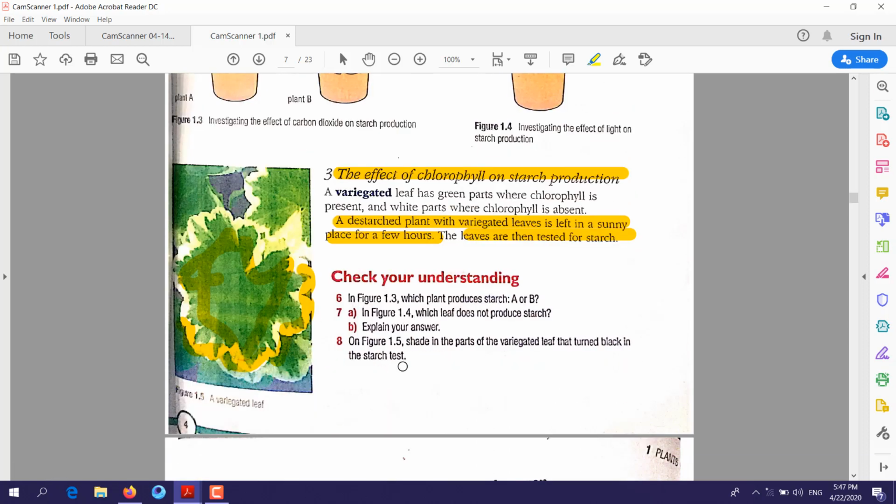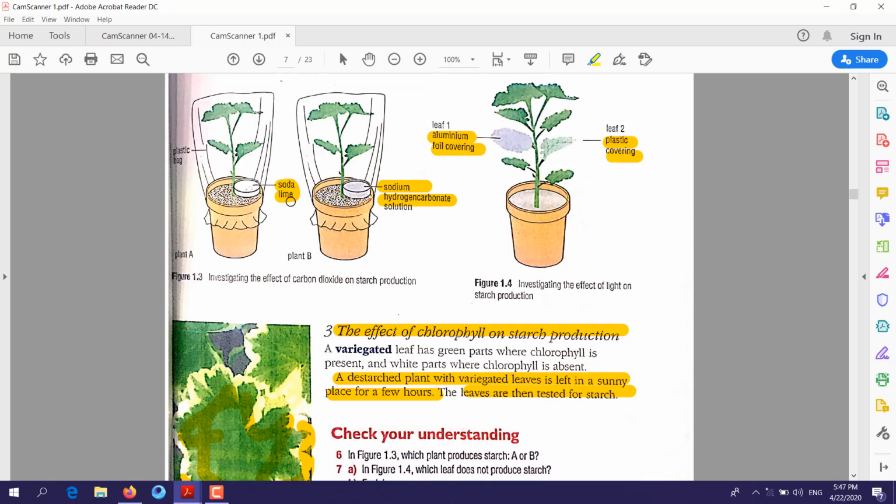Check your understanding. In figure 1.3, which plant produces starch, A or B? What do you think? Stop the video, write your answer, and then check it. The answer will be B. Plant B will make starch.